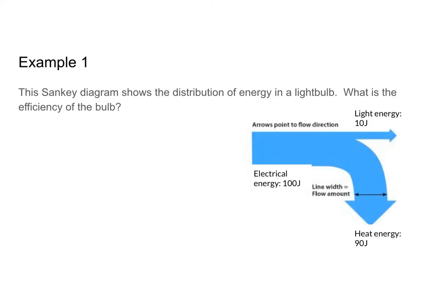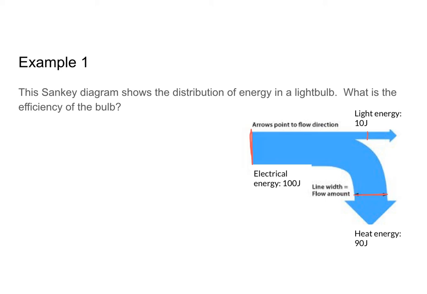So let's go ahead and look at an example of a Sankey diagram. The Sankey diagram to the right here shows the distribution of energy in a light bulb. What is the efficiency of the bulb? You can see here, my Sankey diagram has a width of 100 joules. Down here, I have a line width of 9. So say that this is 10 squares in my graph. The width of this arrow here should be about 9 squares, and the width of this arrow here will be 1 square to represent 100, 90, and 10.